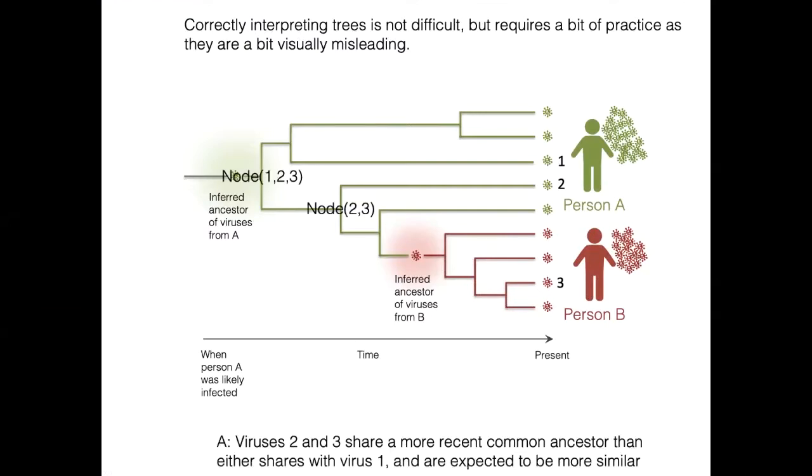So the answer is that the most closely related of these viruses are virus 2 and virus 3, because if I go backwards in time to find the common ancestor, there's a node here, which is the common ancestor of virus 2, and which is also, following this route here, the common ancestor of virus 3. So virus 2 and 3 are more closely related to each other than either of them is to virus 1. And therefore you expect virus 2 and virus 3 to be more genetically similar to each other than either of them is to virus 1.